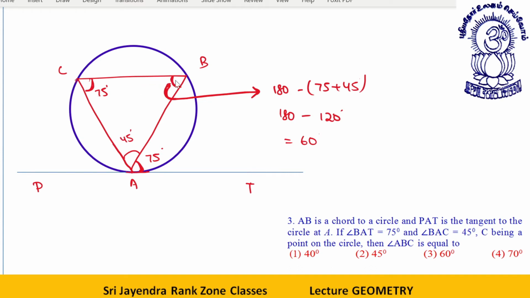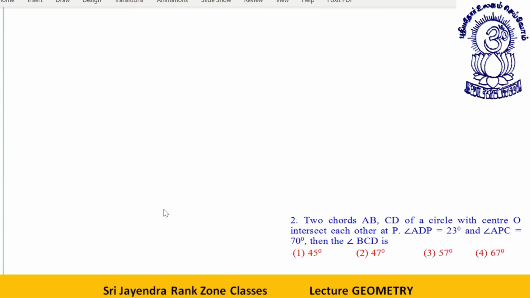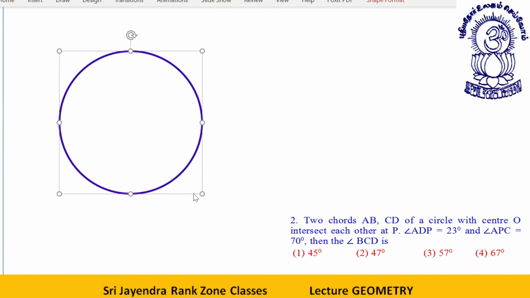Should I proceed to the next question? The next question is: two chords AB and CD of a circle with center at O intersect each other at P. Go through the question, dear students. Let me draw a circle first.